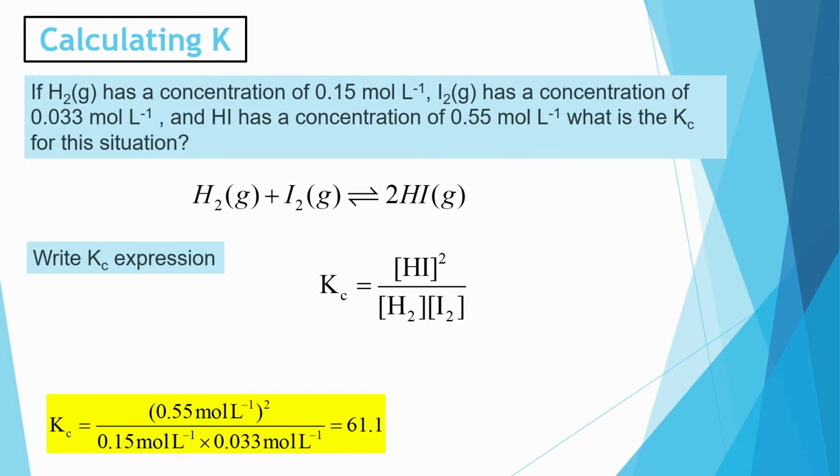Now, if I'm working out the value for K or Kc, it does not have a unit. Okay, so here at 61.1, I don't have to put a unit here. So this is one of the rare situations that you don't have to put a unit in the chemistry calculations.